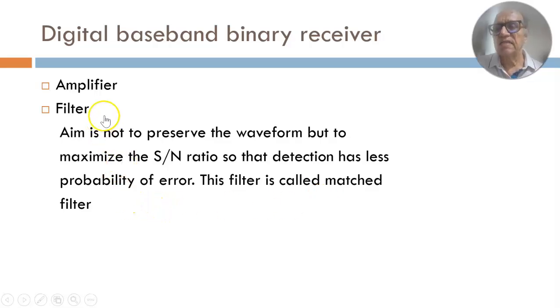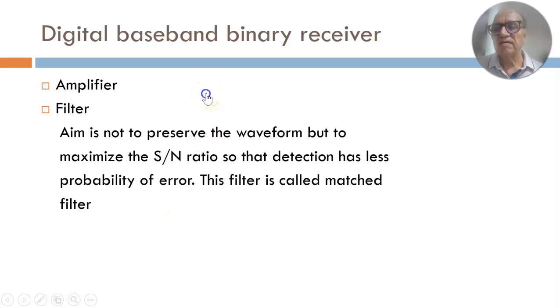So understand that the design philosophy here is different compared to analog. In analog, the gain must be constant over the band spectrum. Here, you shape the frequency response of the filter in such a fashion that SN ratio is maximized. And when the filter is designed in this fashion, it is called a matched filter. We'll see the design soon.